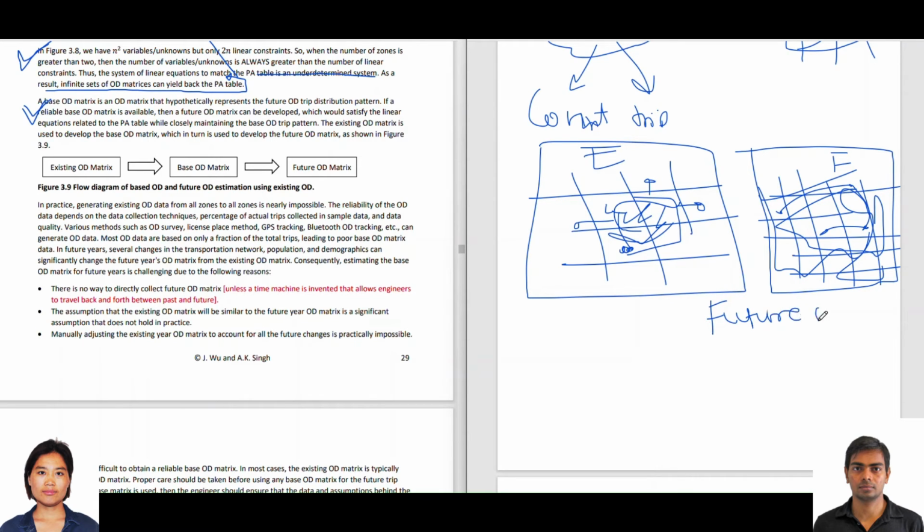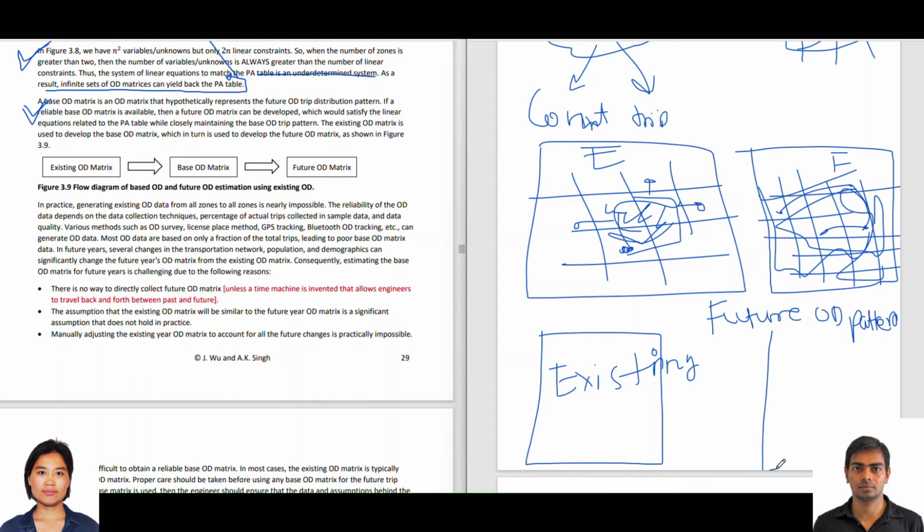the future OD pattern will be different than the existing OD pattern, which is kind of intuitive. In future, people are not going to make the same trips. If people are going from one community to downtown, people may be going from one particular zone to a different side of the city in future. So what we can collect in existing is called existing OD, and what we are trying to figure out in this trip distribution step is the future OD.